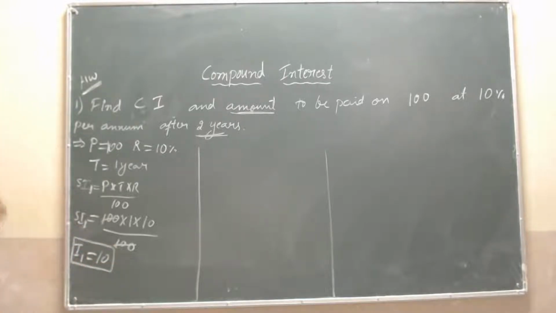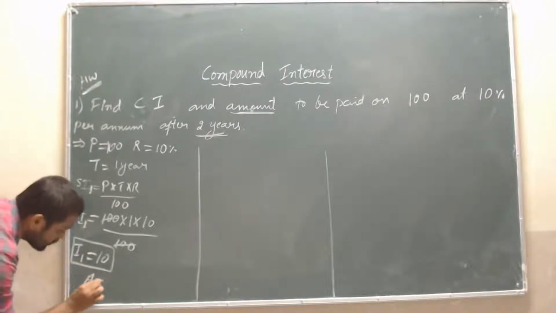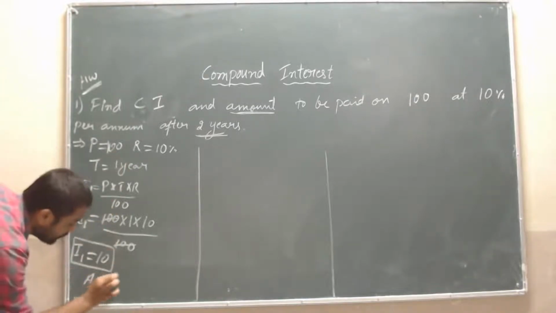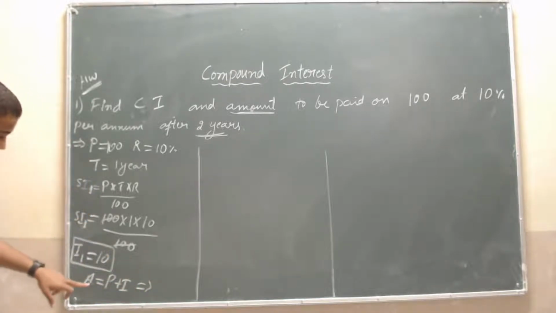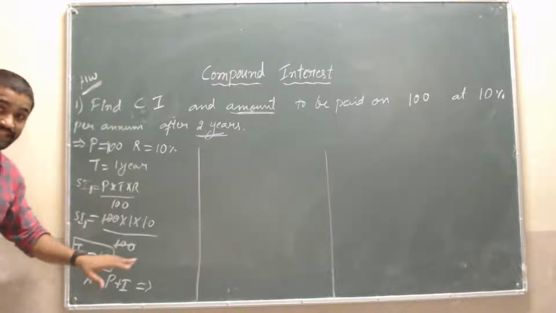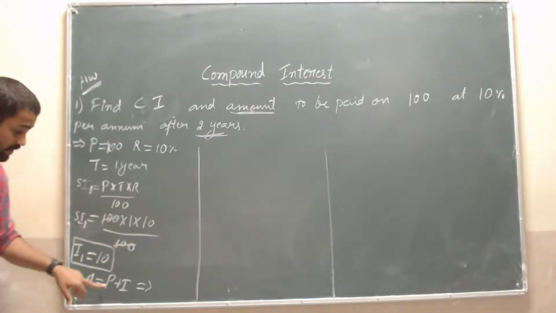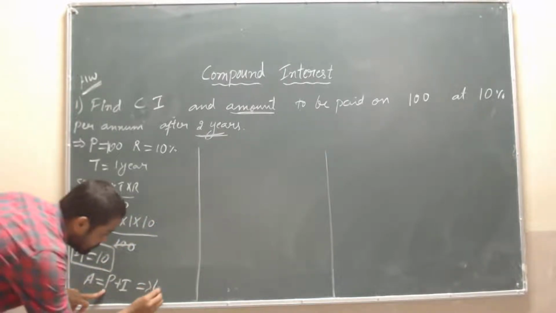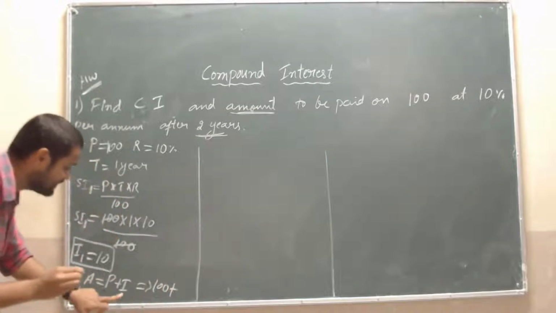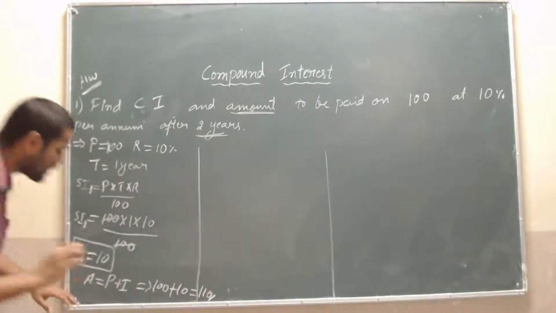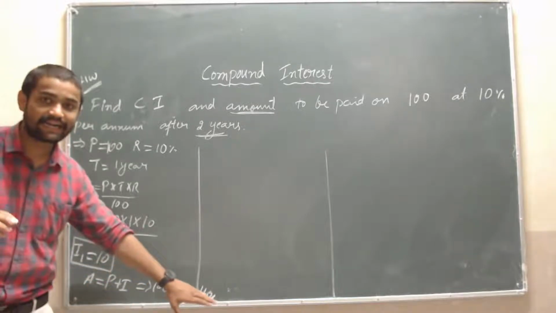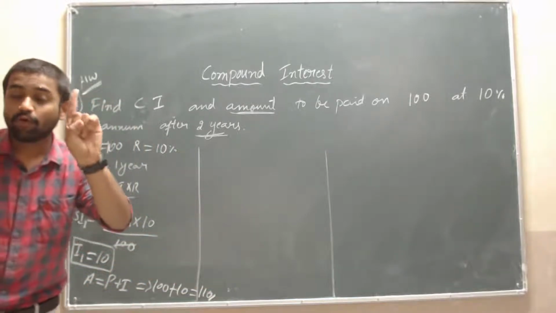First interest is 10 rupees. Then what's the amount we will get, sir? Amount is equal to P plus I. In the previous example I have shown, amount is 100 rupees plus interest is 10. This is 110. Total amount must be paid is 110 rupees after 1 year.